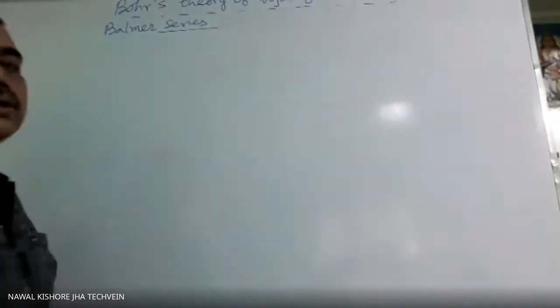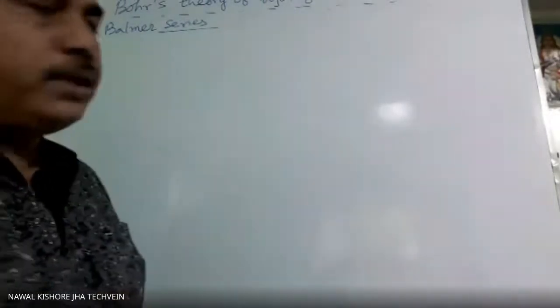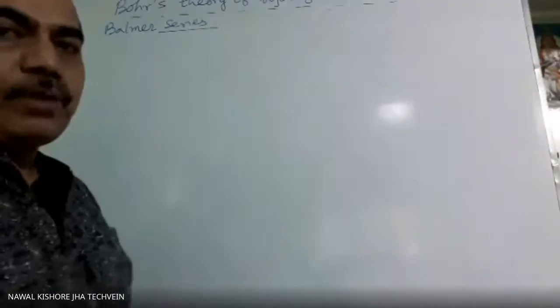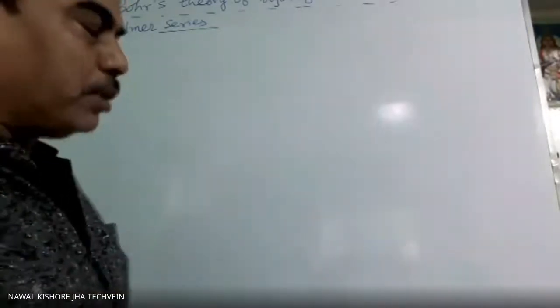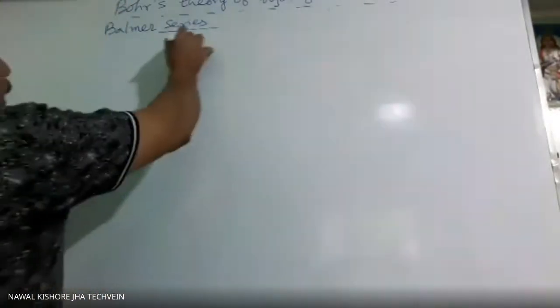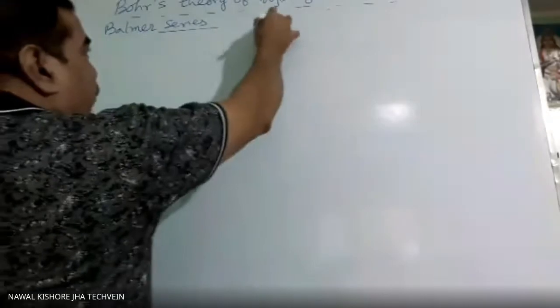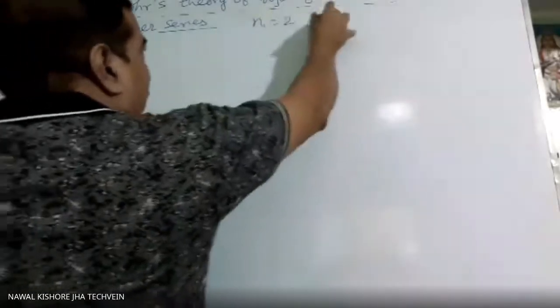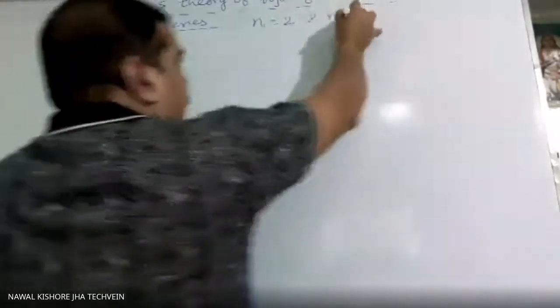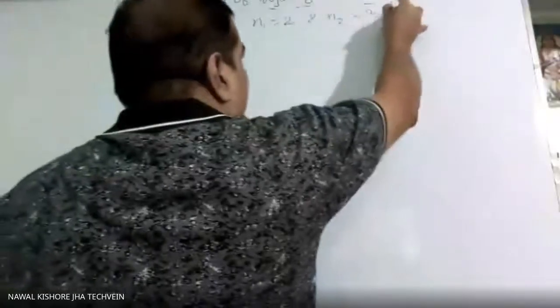So in this series, the electron will either jump from a higher orbit to the second orbit, or will jump from the second orbit to any other higher orbit, that is emission or absorption. So in this case, this N1 will be 2 and N2 will be 3, 4, 5 onward like that.